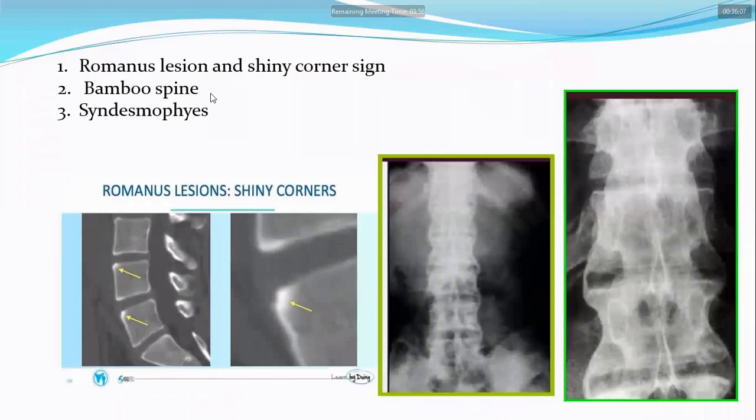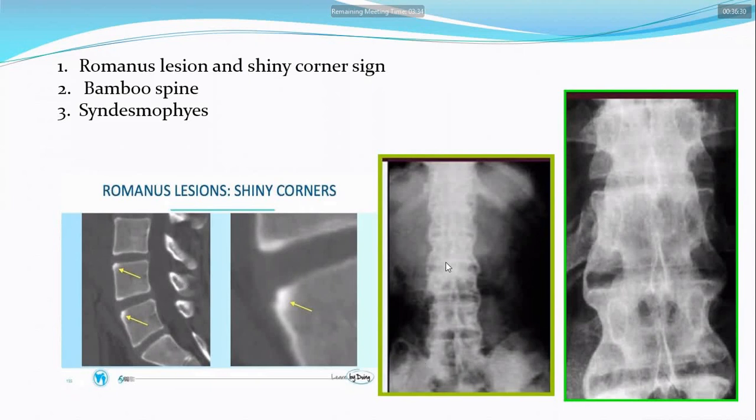And this is the Romanus lesion. In the Romanus lesion, the most anterior part of the vertebra will get eroded, as I have mentioned in the pathology. In ankylosing spondylitis there will be erosion and inflammation of that part, and it will be replaced by fibrous tissue, and then there will be some sclerosis. That is the shiny corner sign. It will look shiny in the X-ray.